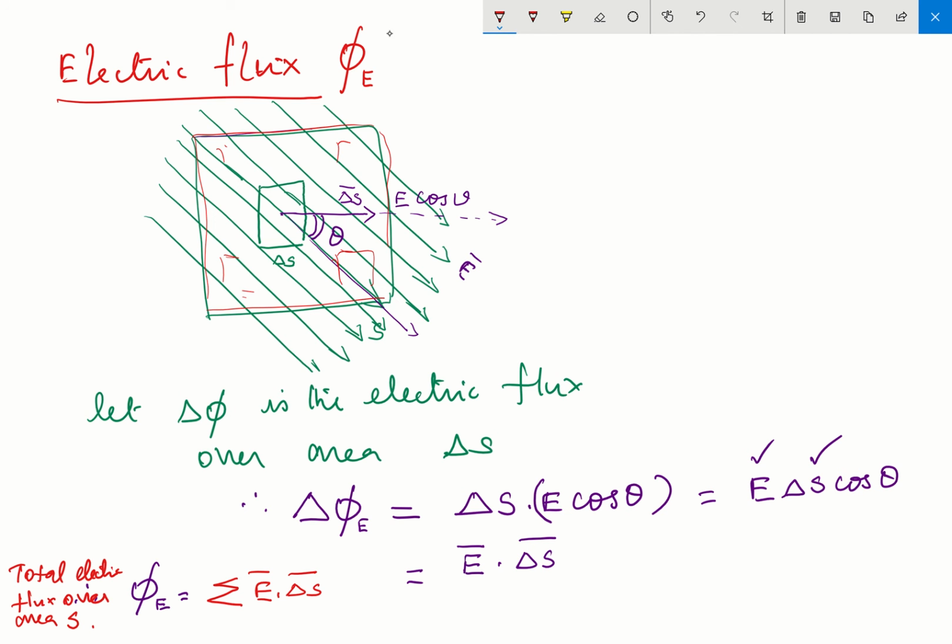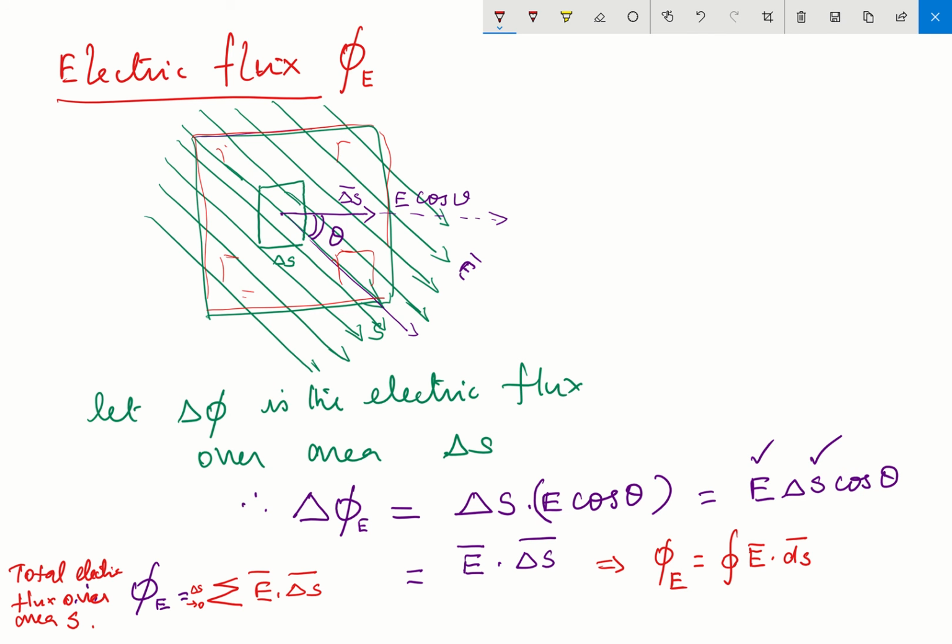Why? Because here delta S is actually tending to 0, very small. Are you following? Therefore, what can be done? Go for integration then, an easy method. That implies phi E can be written as the integral of E dot dS. And what integral? Surface integral, closed. dS means surface integral. It should be a closed surface.